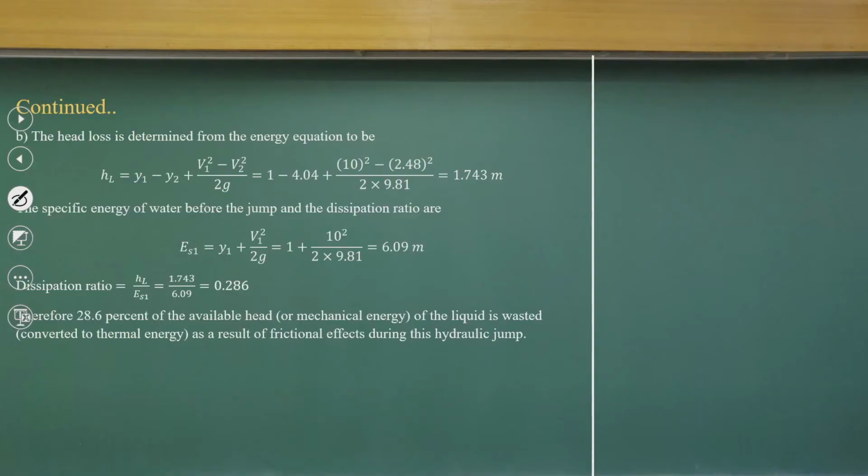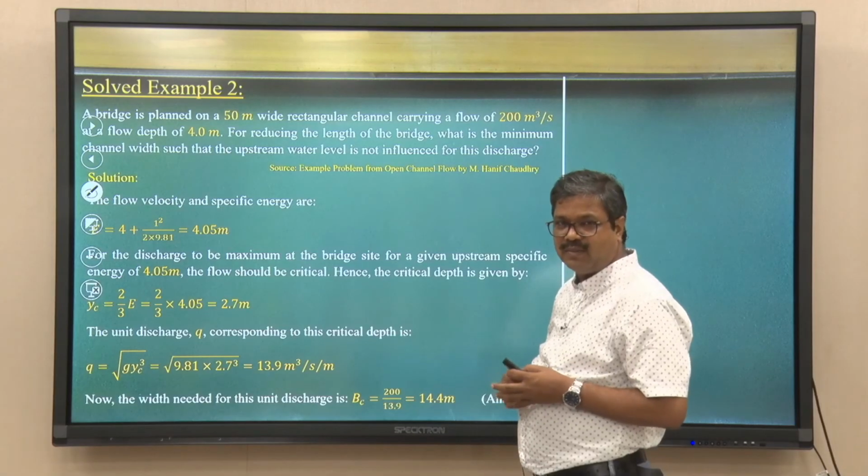In the same way, estimate the head losses and the dissipation ratio, which is coming at 6.01. All these numerical values, if you look at them, show how much energy loss is happening and how much dissipation, which is 0.28, meaning about 28% of energy loss is happening. So, 28.6% of energy loss is happening because of the formation of the hydraulic jump.